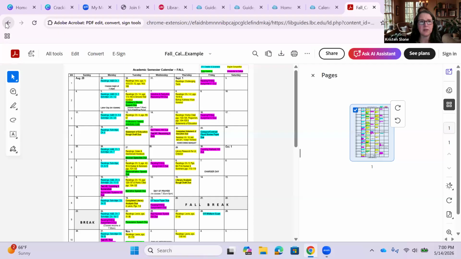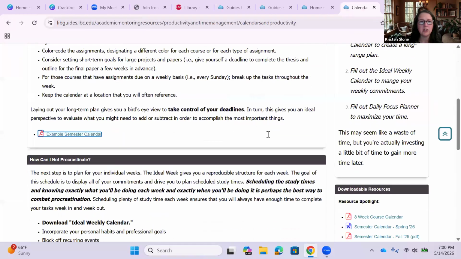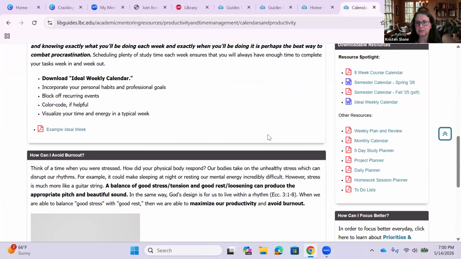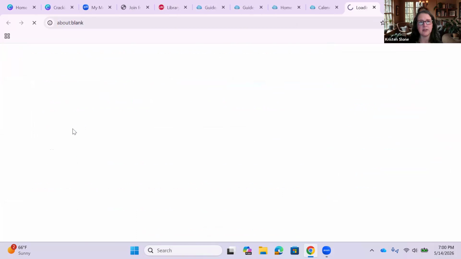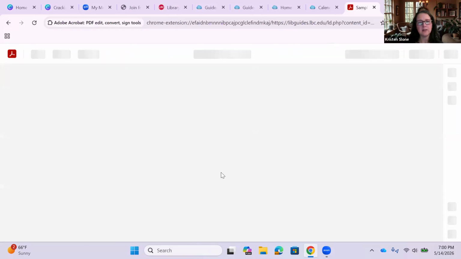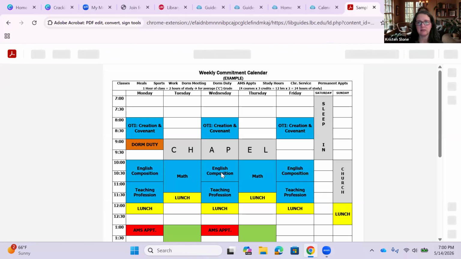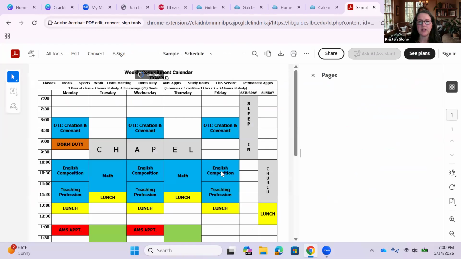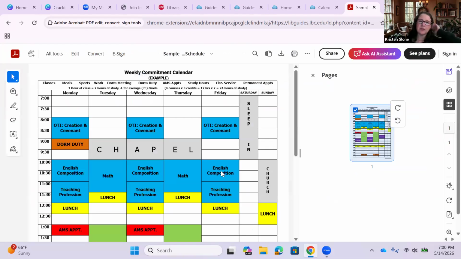If that's a little overwhelming and you don't need that level of time management, you can also go to the ideal weekly calendar. Again, I will put this link. Okay. So this is the resource that I was telling you guys that blew my mind when I used it because I thought I had no extra time. And it turns out I had a lot of extra time. I just wasn't using it wisely. And this is what helped me identify that.